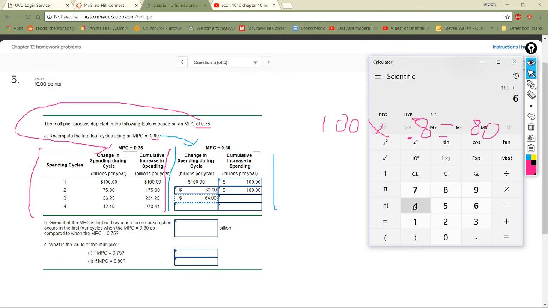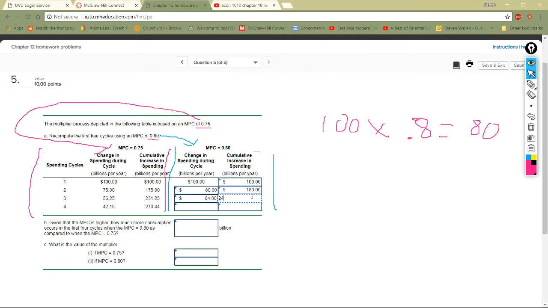Plus 64, 244. So remember, on this right side, that's just our running total. So every time, we're just adding this onto it. So we take 80 and 100 equals 180. 180 plus 64 equals 244. This is just a running total over here of what's going on. All right, on the fourth.